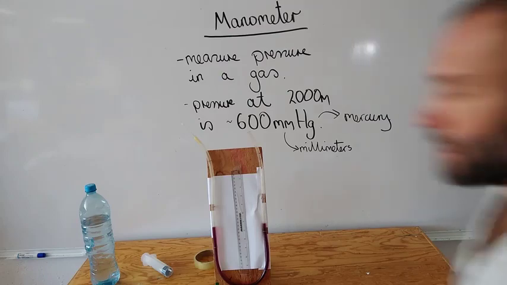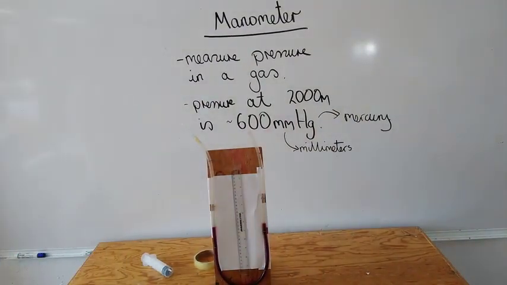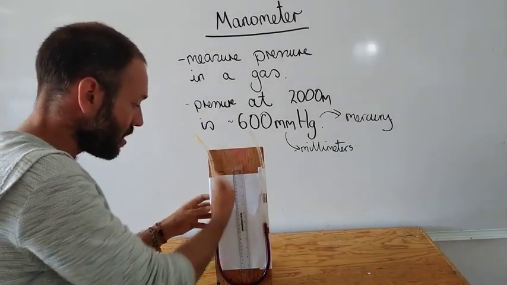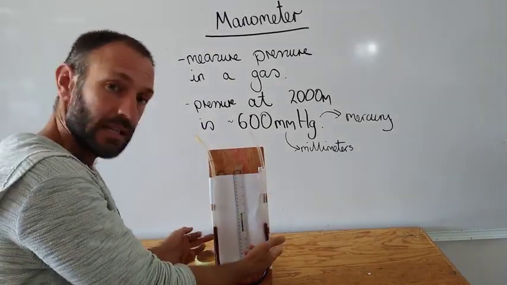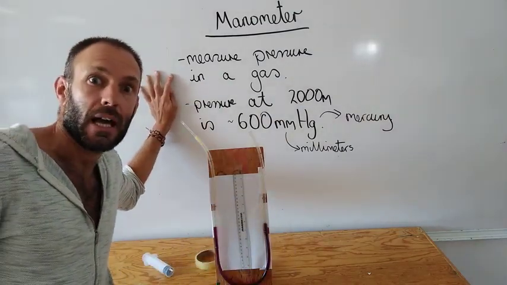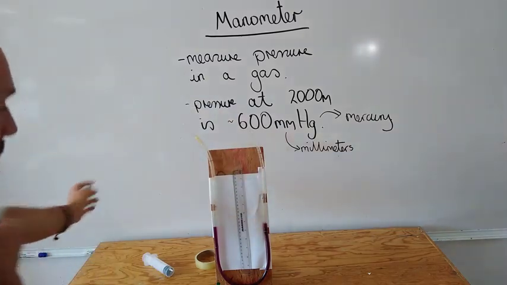Sweet, okay guys, so today we're going to talk about manometers. They're a very simple instrument. Very simply, they are a tube which has liquid inside, and what they do is measure pressure in a gas, and I'm going to show you how right now.